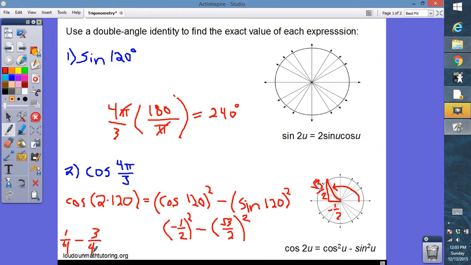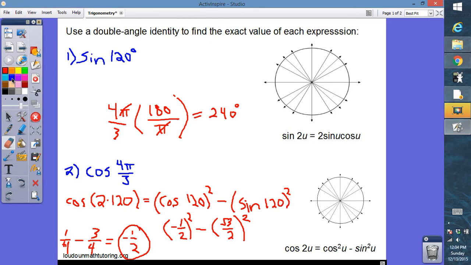1/4 minus 3/4. We already have a common denominator there, so we can just subtract those. We get negative 2 over 4. Negative 2 over 4 is the same as negative 1 over 2. So the cosine of 4 pi over 3 becomes negative 1/2. Using a double angle identity.